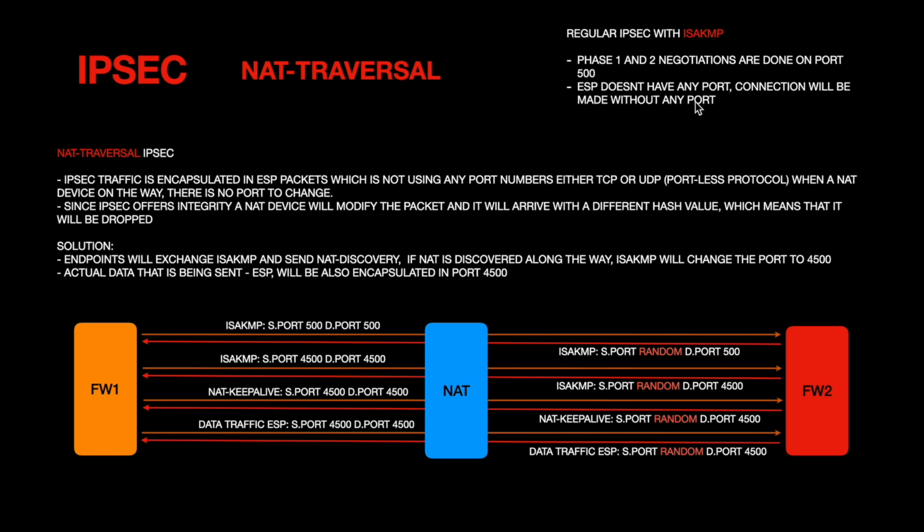Because IPsec is performing packet integrity checks, when a packet goes over a NAT device, I mean the negotiation packets in this case, it will see that it does not have the same hash value as when it was sent from the firewall, from the initiator, for example, and it will drop the packet and not allow the IPsec tunnel to be formed.